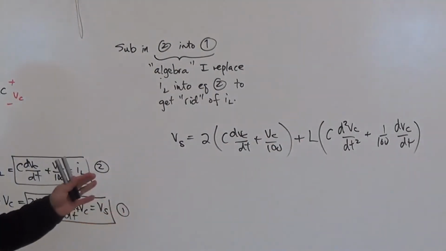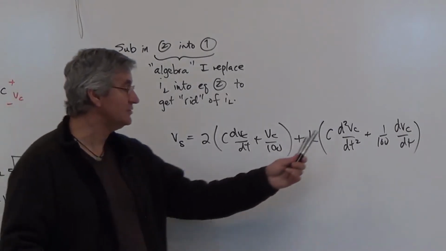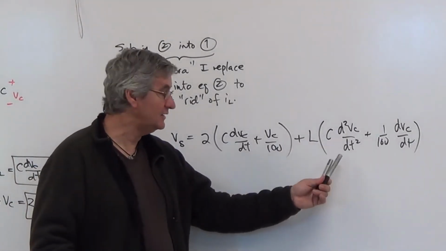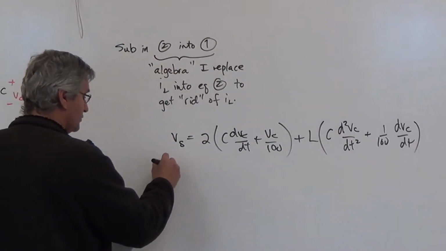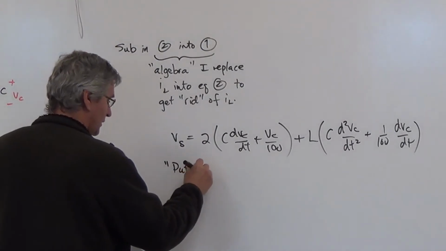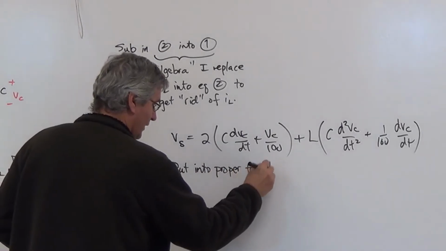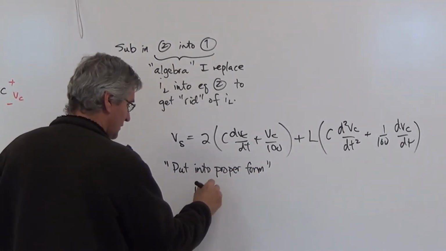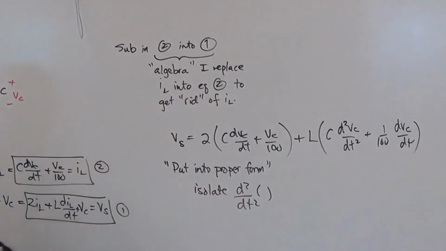So now I'm going to clean it up. What do I mean by clean it up? There's typically one form that I always go for, what I typically call proper form. What is proper form? I got to isolate d²V/dt² of VC. So what I'm going to try to do now is put it into proper form. And that means isolate the second order derivative term. Whatever that is, I isolate that term.